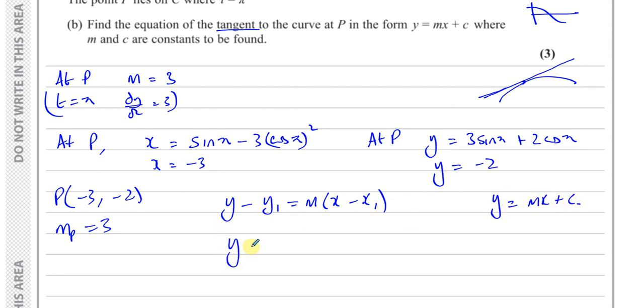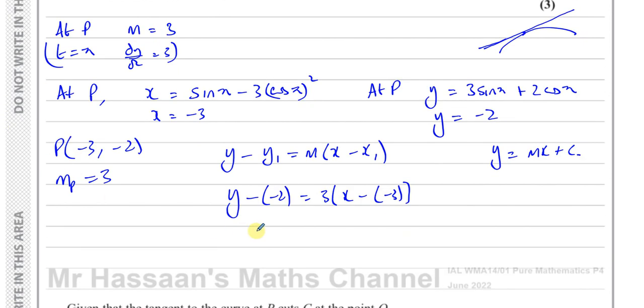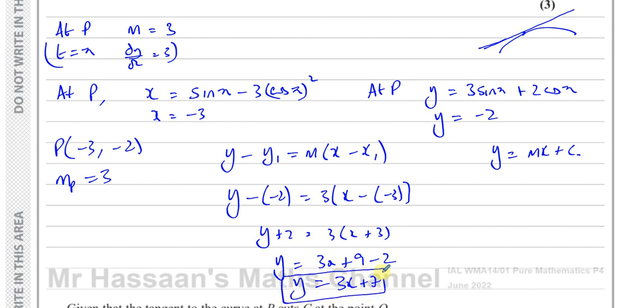This is the y coordinate, so it's y minus minus 2 equals m, which is 3 times x minus minus 3. So you end up with y plus 2 equals 3 times x plus 3. So y equals 3x plus 9 minus 2. So y is equal to 3x plus 7. That's the equation of the straight line.